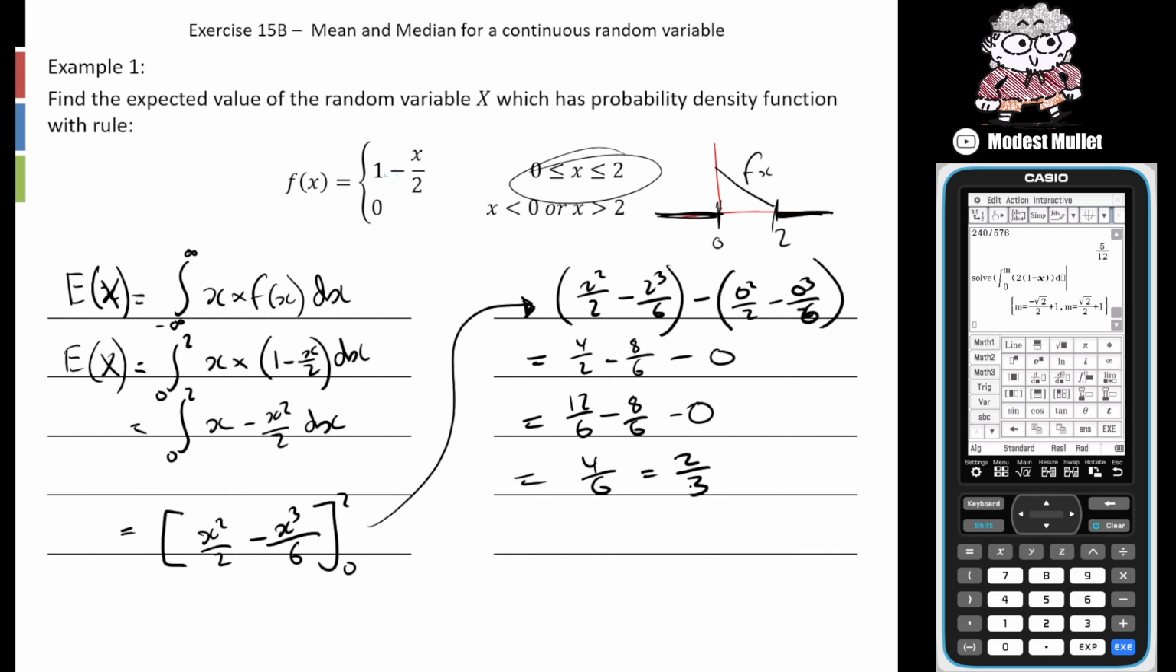So the expected value or the average is going to be 2/3, which if that's 1, 2/3 is there. So in our case, our most expected value, most likely value is 2/3, which will be the averaging of all those areas underneath.